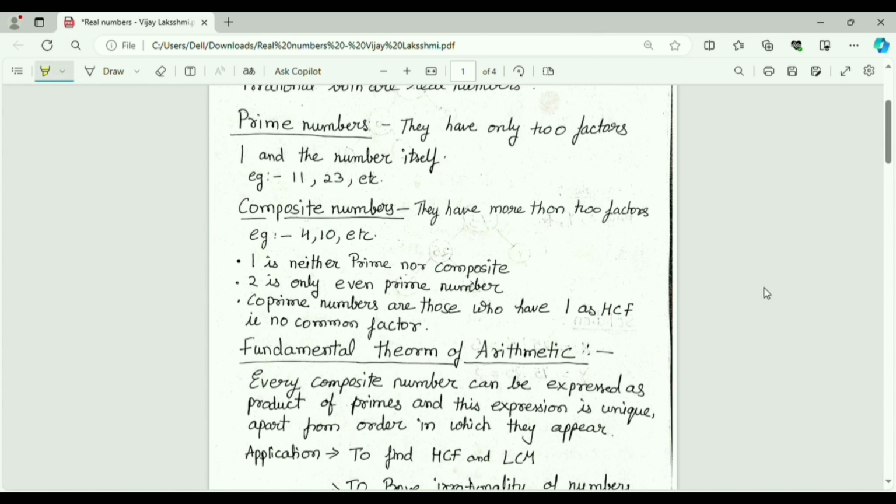Here are some points that need to be remembered while working on both prime and composite numbers. First, 1 is neither prime nor composite. 2 is the only even prime number. Then co-prime numbers. What are co-prime numbers? Those numbers which have 1 as their HCF, meaning there is nothing common between those two numbers, are called co-prime.